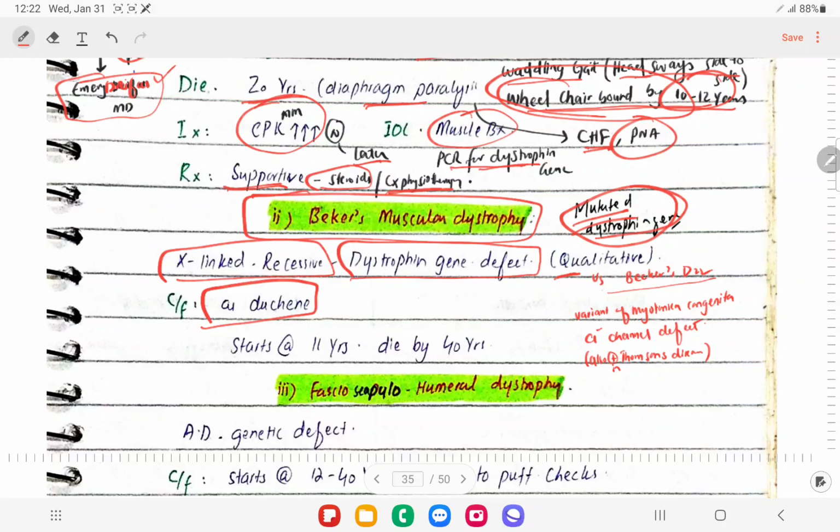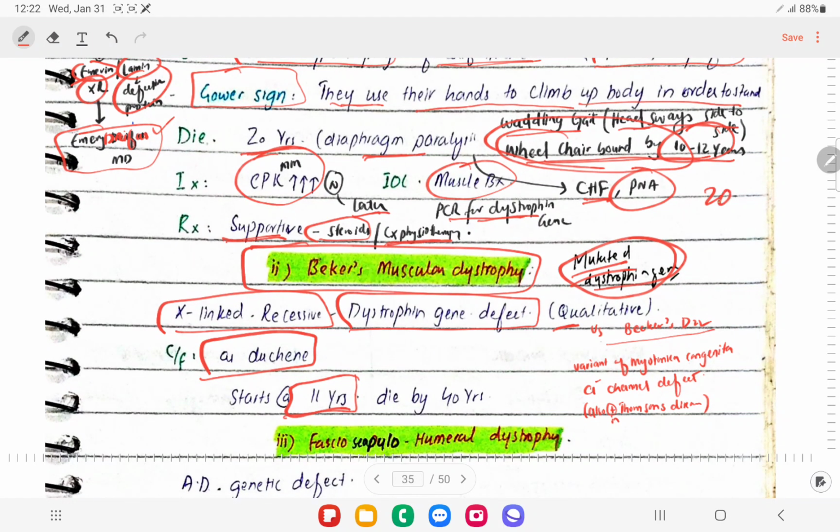Duchenne muscular dystrophy is going to start at 4, while in Becker muscular dystrophy, weakness is going to start at 11. And in Duchenne muscular dystrophy, they usually die off by the age of 20, but here they're gonna die off by age of 40, right? Okay.